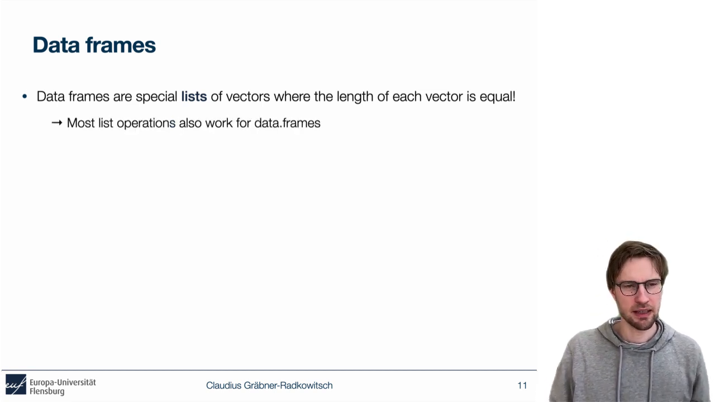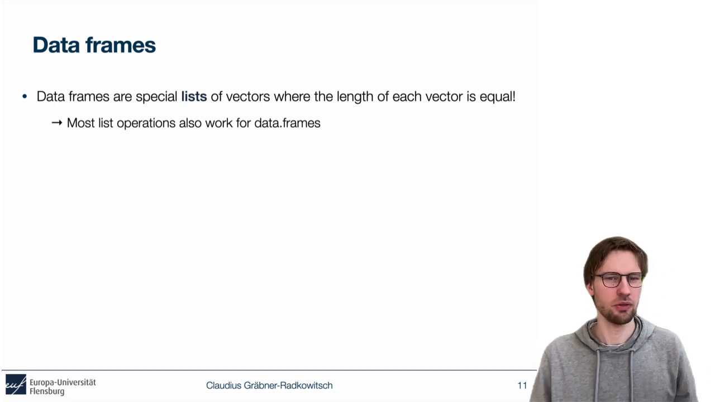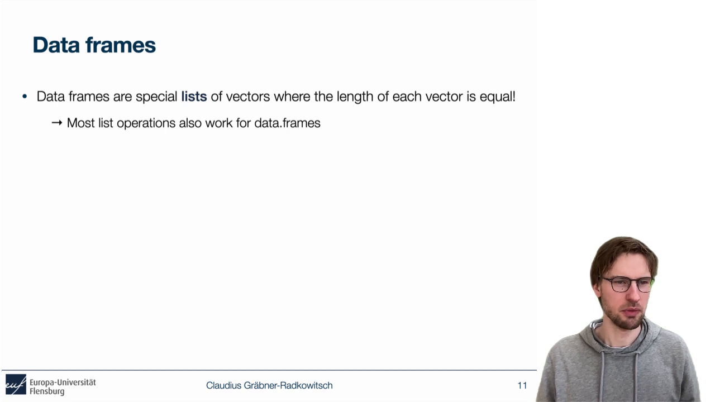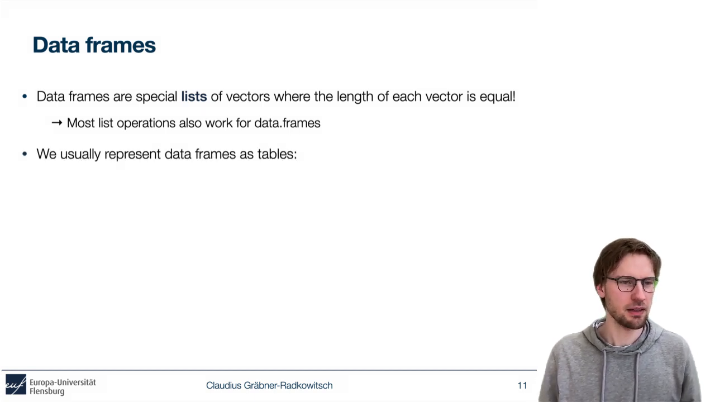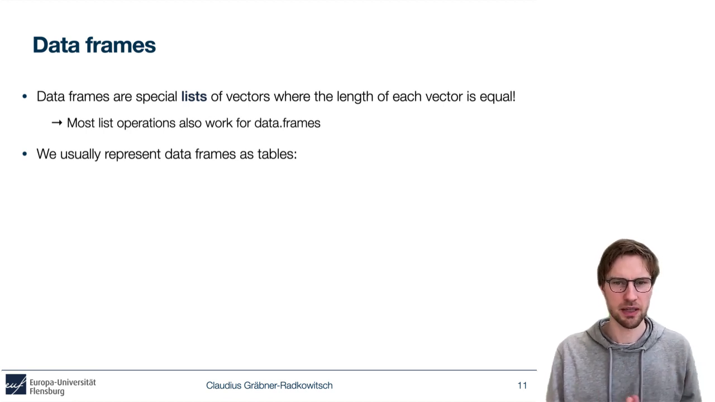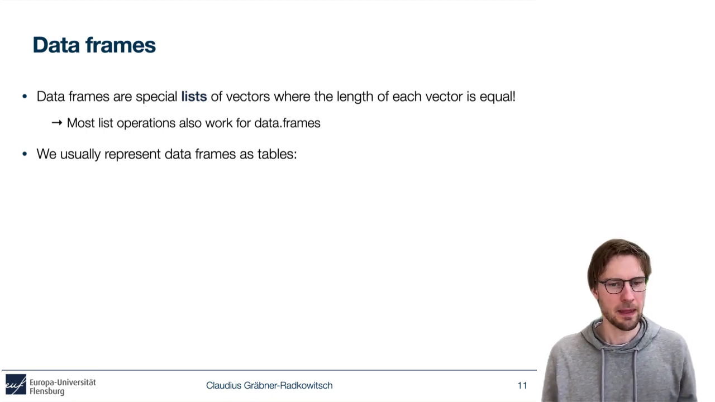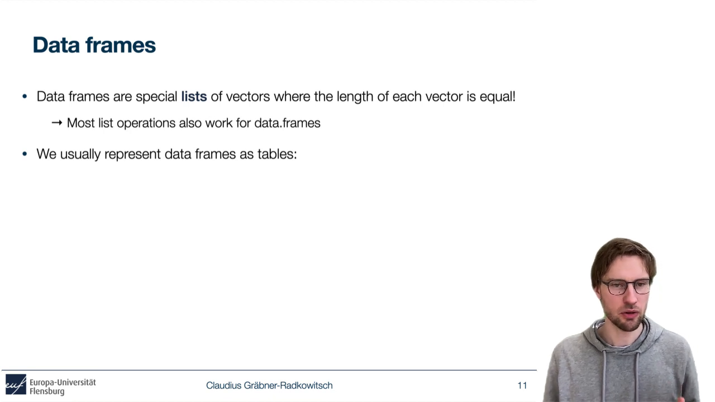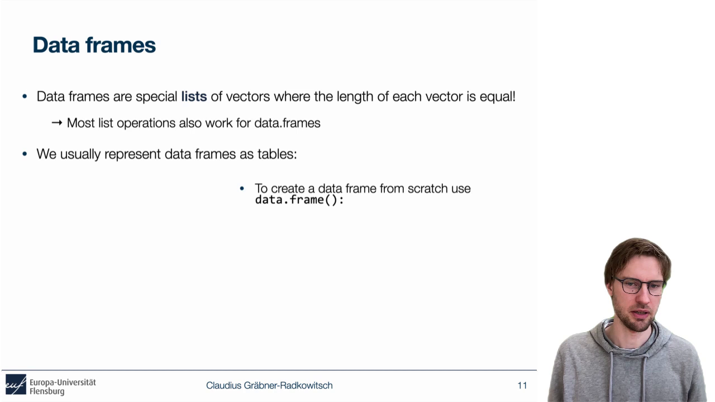That actually means that whatever you learn about lists is very likely to also hold true for data frames. So most list operations also work for data frames. But the nice thing about data frames is that because all the vectors making up the list are of the same length, they are usually straightforward to represent as tables. And the print function implicitly does so when you print a data frame in R.